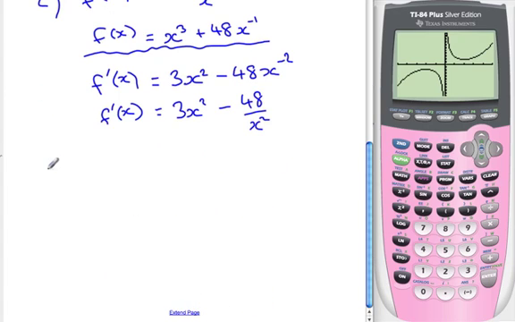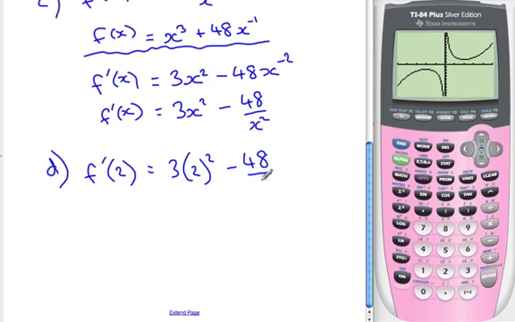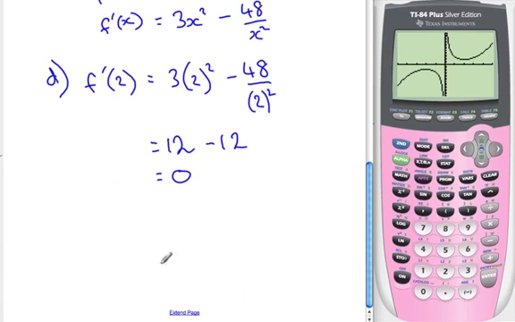Extend the page a little bit. So D. F dash of 2. We're just going to substitute 2 in here. Okay, and this really is the advantage of actually doing this. You can see what's happening when you substitute. All right, so 2 squared is 4, so 3 times 4 is 12, and then take away 48 divided by 4 is also 12. Okay, so f dash of 2 is 0. Of course, you can put all that in your calculator and get the same thing.